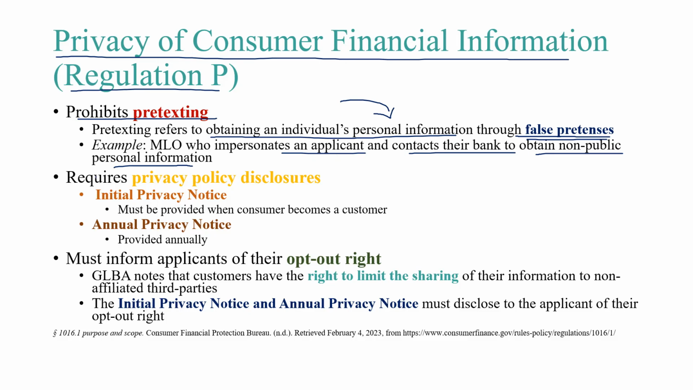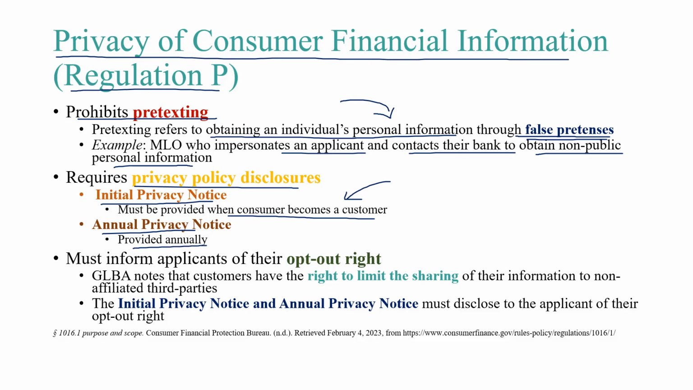The other thing that Regulation P does is it requires privacy policy disclosures, and there are two privacy policy disclosures that Regulation P requires. The initial privacy notice, which must be provided when the consumer becomes a customer. And here, a consumer becomes a customer when they engage in a continuing transactional relationship with a financial institution. The other privacy policy disclosure required by Regulation P is the annual privacy notice, which is provided annually to the customer.